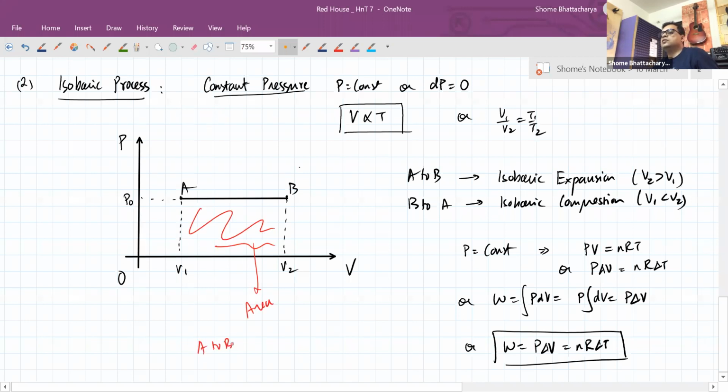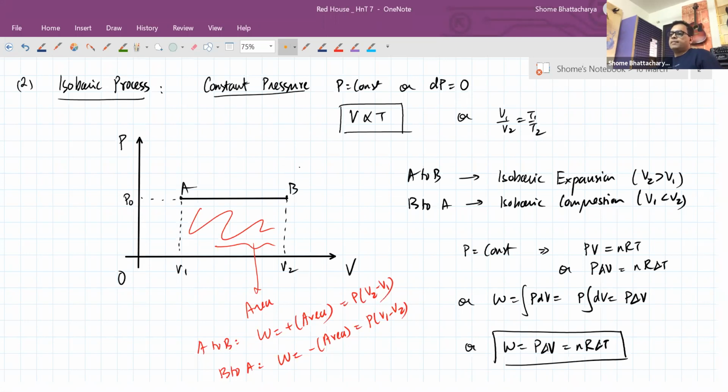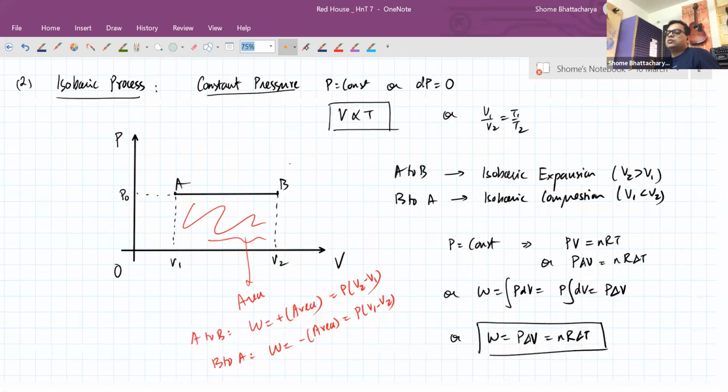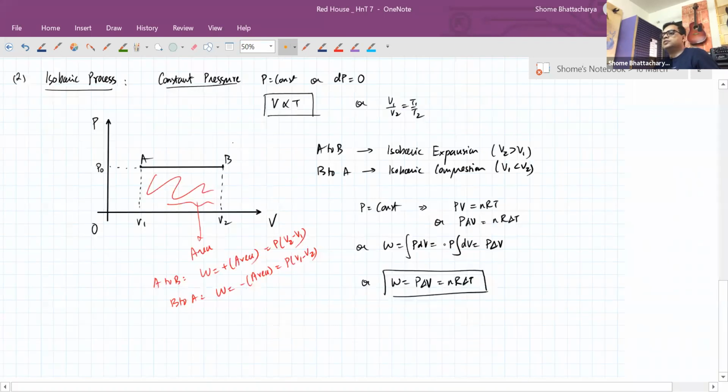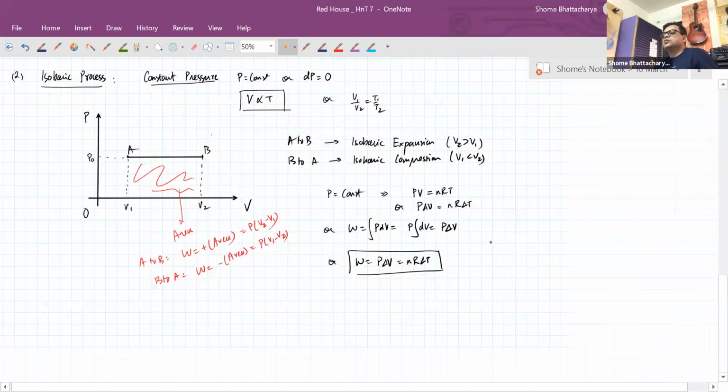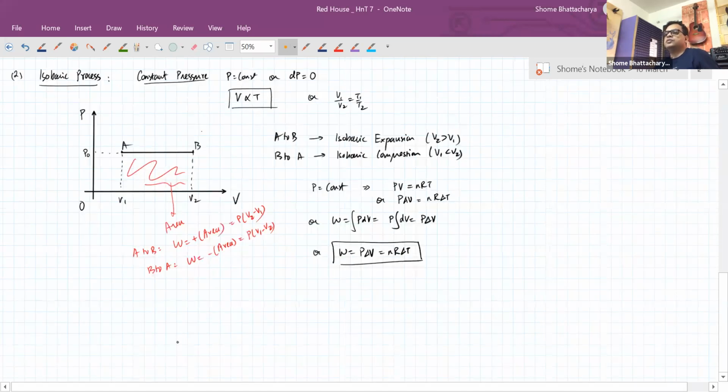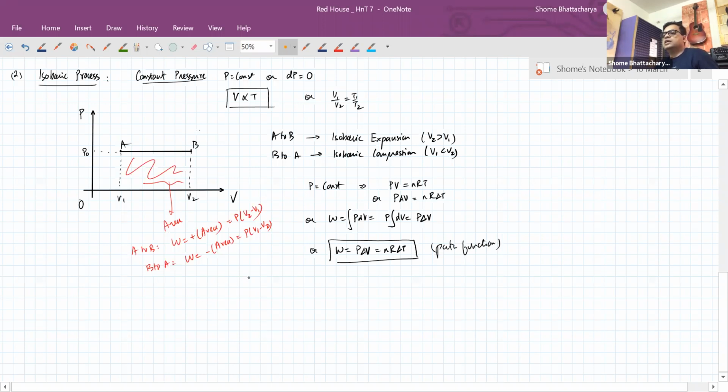So A to B, the work done is positive of the area, whereas B to A, work done would be negative of that area. It would be P into V1 minus V2, so that's a negative quantity. This would be P into V2 minus V1, that would be a positive quantity. So that's your path dependent quantity, work done. This is your path function, whose formula we are getting according to the path on the PV space. Now delta U is a universal formula because it's a state function.